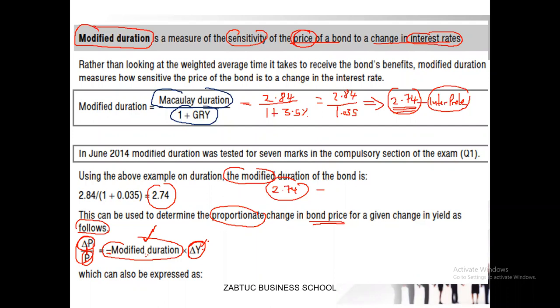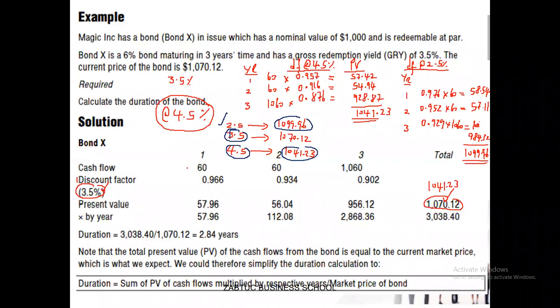Now, some of you may say, wait a minute, let's test it on the figures that we have calculated ourselves. Remember the figures? The figures are here. There was a change when interest rates went up. So it went down from there to there. So let's do our own.